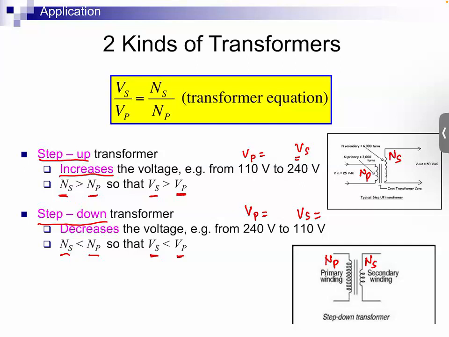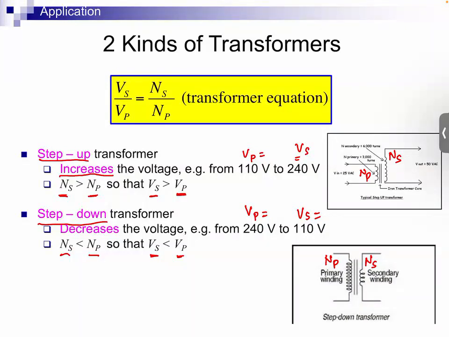This transformer equation is an important equation, because it relates the number of turns in the transformer to the voltage that you can generate in the secondary coil. This allows you to design a transformer by just looking at how much voltage you want in the secondary coil and then adjusting the number of turns in the primary and secondary coils in order to achieve the correct voltage that you want.